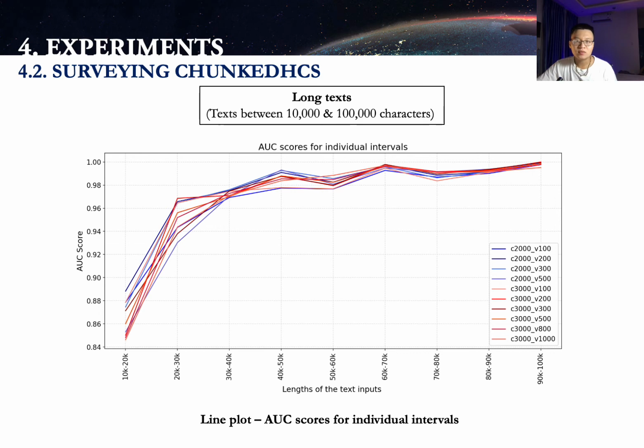Now we're talking about the AUC score for individual intervals. This figure illustrates the AUC score for all length intervals from the 10 combinations of chunk size and vocabulary size where the algorithm has the highest AUC score for the entire long text dataset. There are a few observations here. First, longer text generally corresponds to a higher AUC score. Second, there is only a subtle difference in the AUC score among the combinations of chunk size and vocabulary size for all the intervals. In particular, the difference becomes smaller and smaller when the texts are longer.